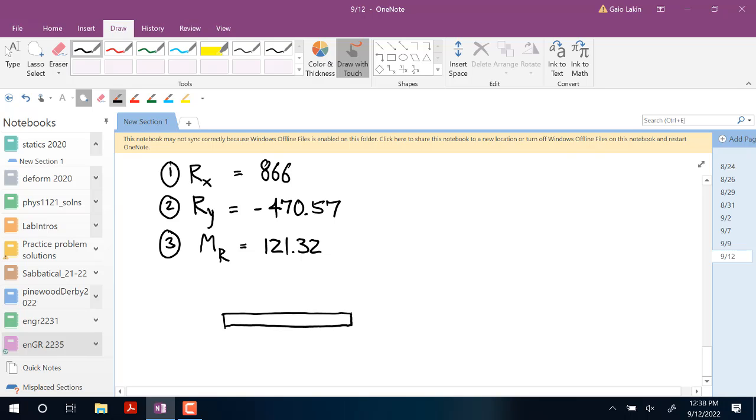So if you put this back into a free body diagram, you get a force vector of 866, negative 470.57. A couple of 121.32 Newton meters. I usually just write the units so I can keep the forces and couples separate. Those are different things physically. And then you got the weight force down of 29.43, and then the force vector of 1,000 newtons.